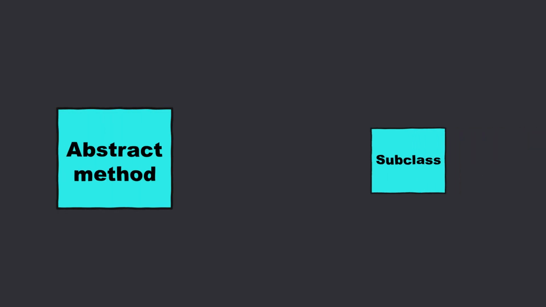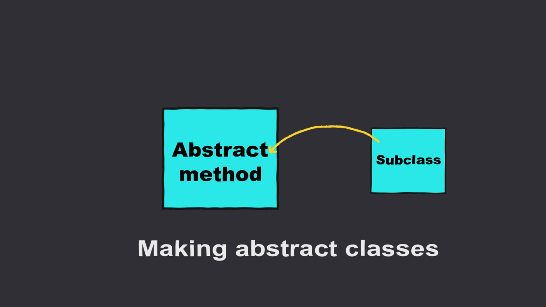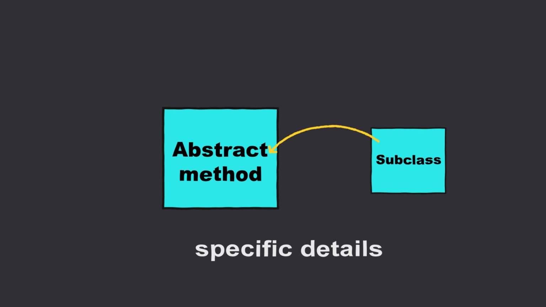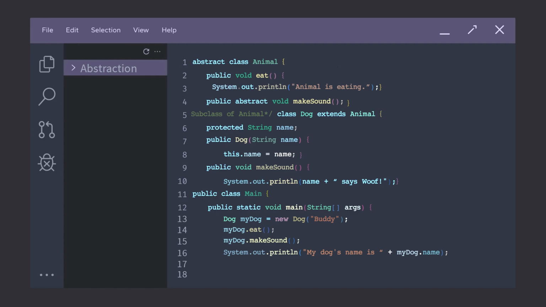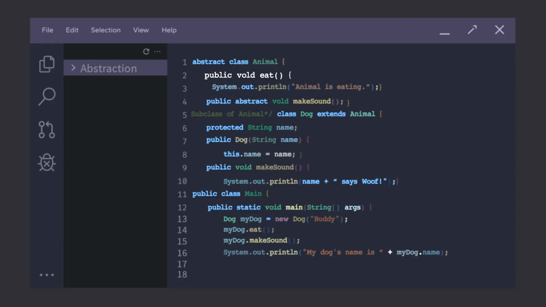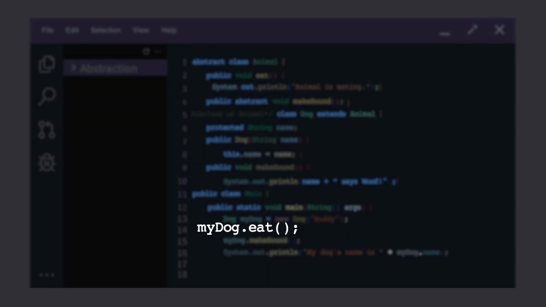Subclasses must implement these abstract methods, making abstract classes a way to define common behavior while leaving specific details to subclasses. In the provided Java code, public methods such as eat are accessible from anywhere in the program, both inside and outside the class. For example, mydog.eat is accessible in the main class.